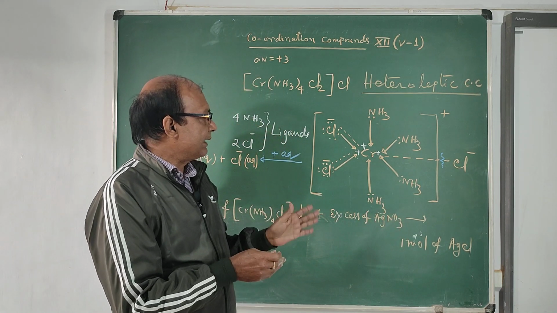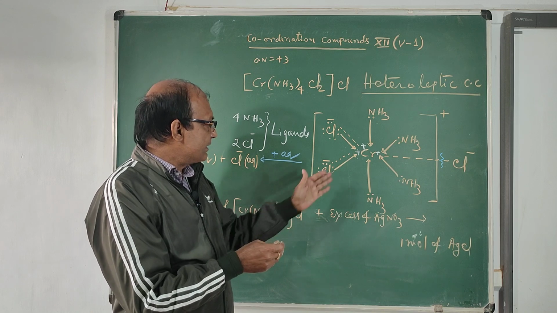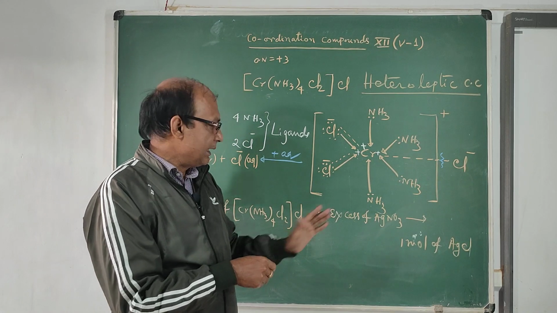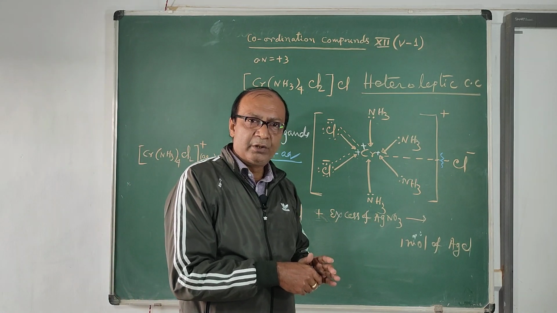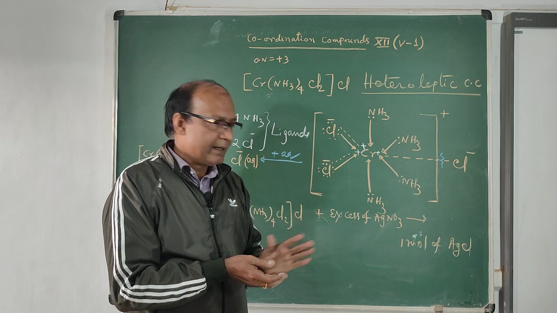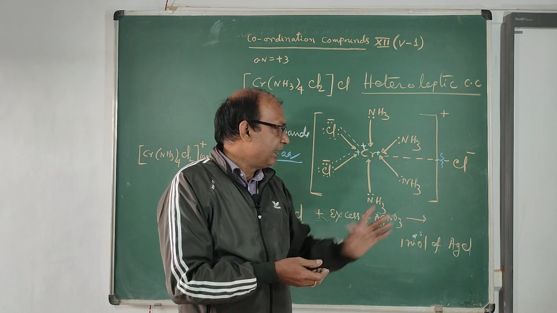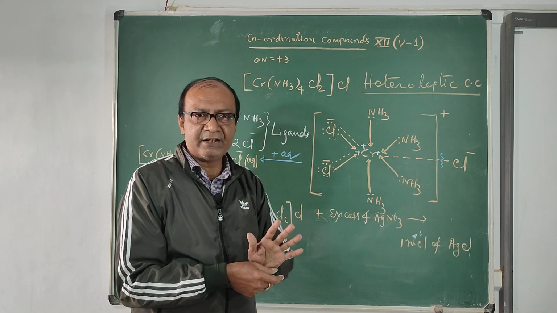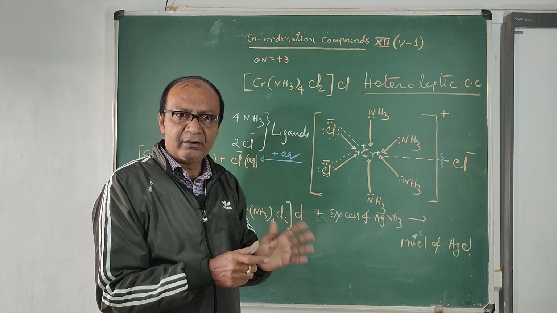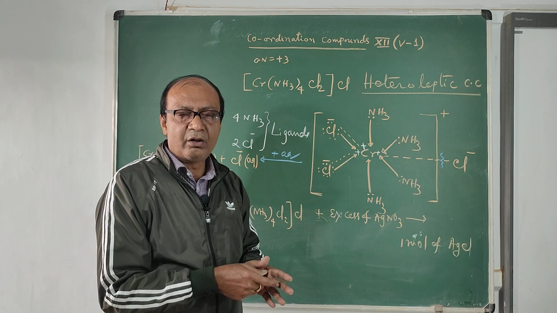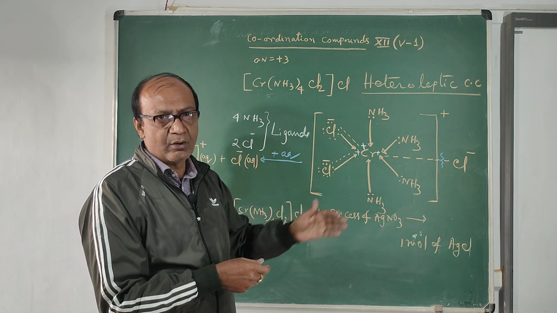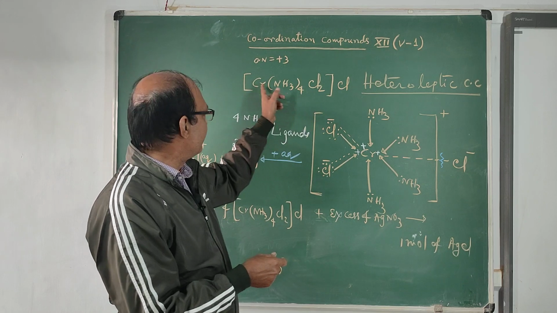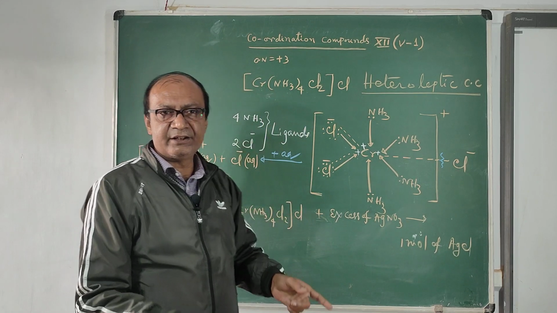Now I come to the next topic, that is ionization. You understood coordination number, you understood oxidation number, that oxidation number equals primary valency and coordination number equals secondary valency. You understood which primary valencies are ionized and which are not ionized in aqueous medium or in molten state.